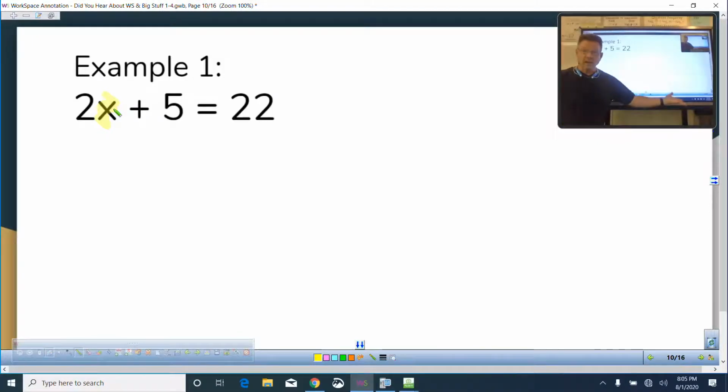2, 5, got to go away, okay? And if I'm going too fast, I'm trying to go as fast as I can to keep the video small, but you can always rewind, okay? All right, so 2 and 5 got to go away.